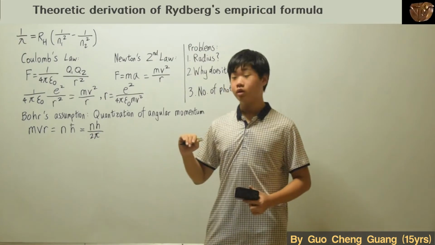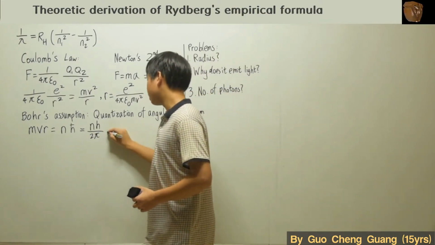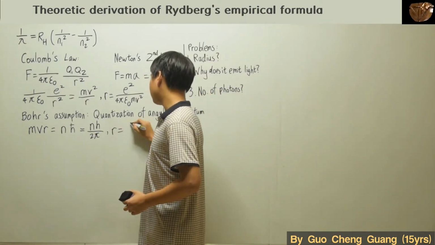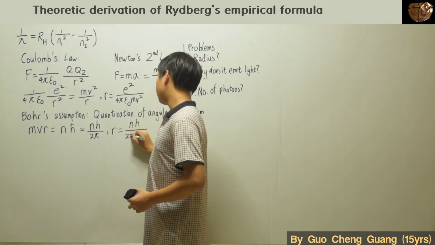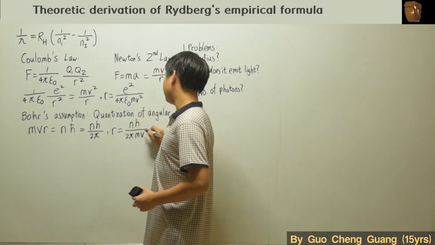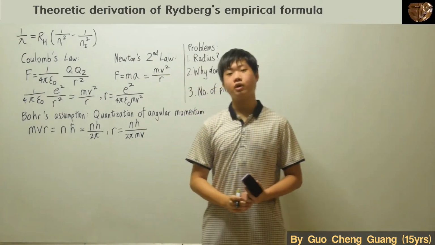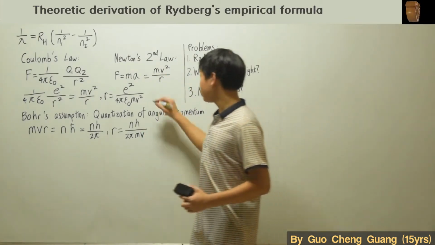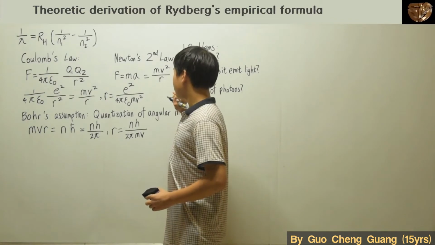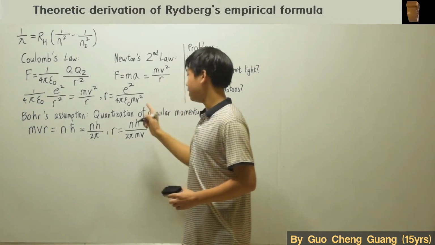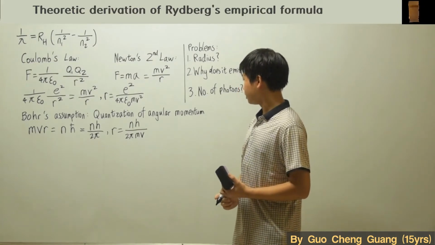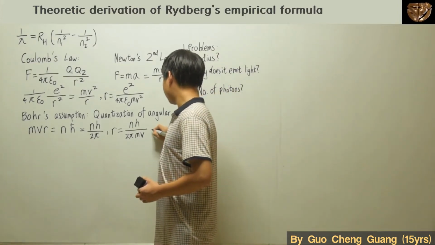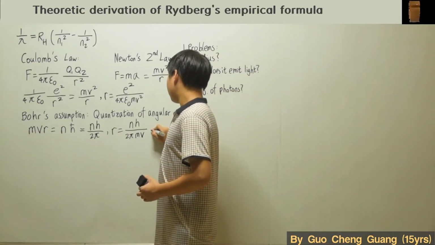Alright, now it might seem quite weird how to relate these two again, but let's express R in terms of all the others again, which would give R is equal to nh over 2 pi mv. Now since we didn't know what v was, let's try to find v for this part. Is it right to do so? Alright.